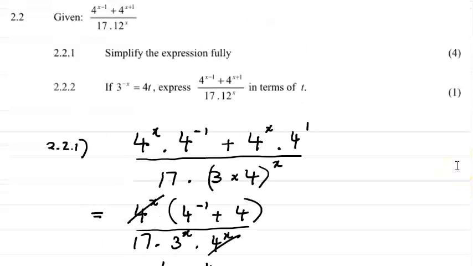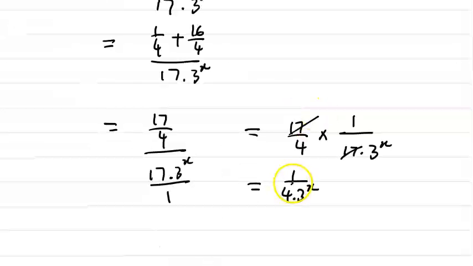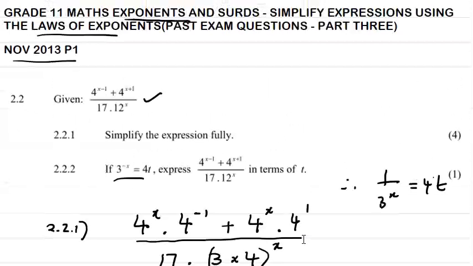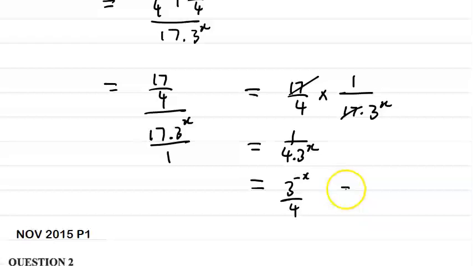Now in the next question, it says here that if 3 to the minus x equals t, express (4 to the x minus 1 plus 4 to the x plus 1) all over 17 times 12 to the x, which is that expression, in terms of t. We got here equals 2. So if you take 3 to the x to the top, it's 3 to the minus x all over 4. And what do they tell us here? 3 to the minus x is t. So therefore you can now write down t over 4, and the 4 cancels, which leaves me with t.